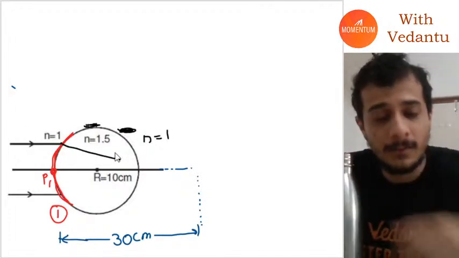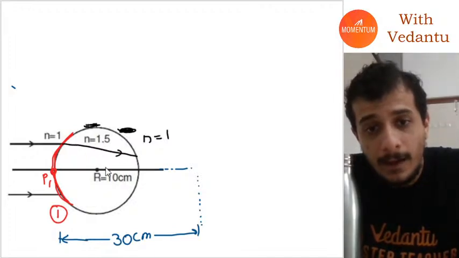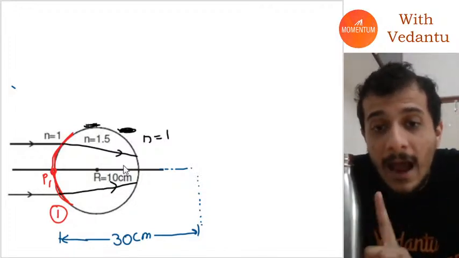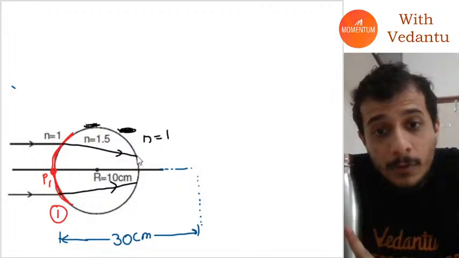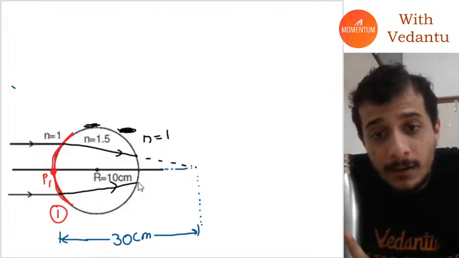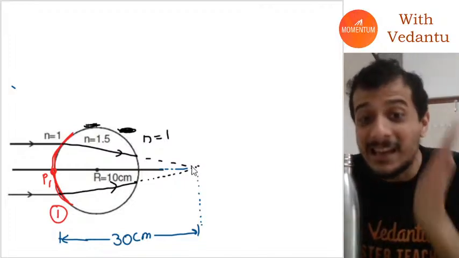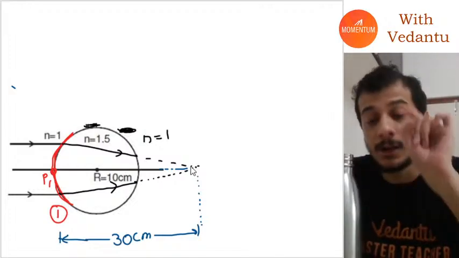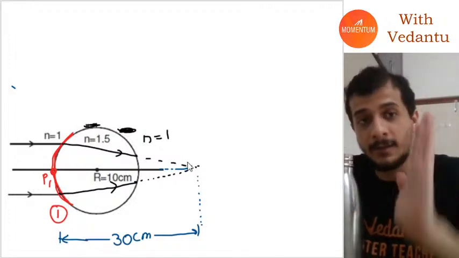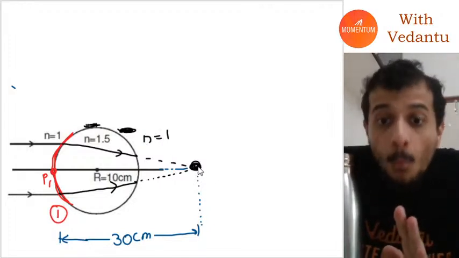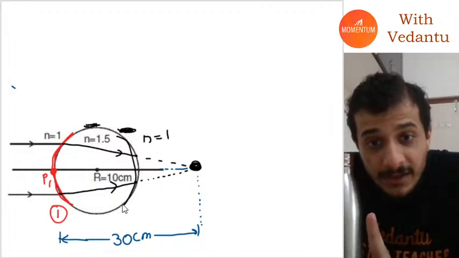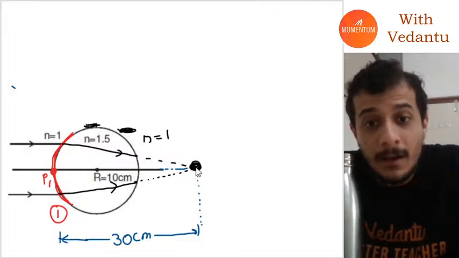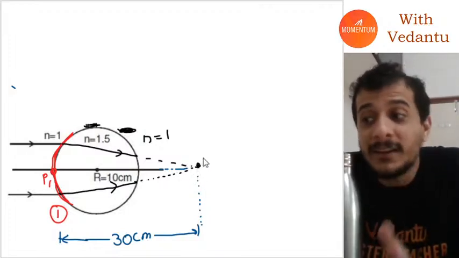They will come in this direction like this, and at the second surface they will undergo refraction again. If they hadn't undergone refraction, they would have met at this point, but they do undergo refraction, so they will be bent again. Now this is where you have to pay very close attention. This point here would have been the image if the second surface was not there. But because of the second surface, now this point is not the image.